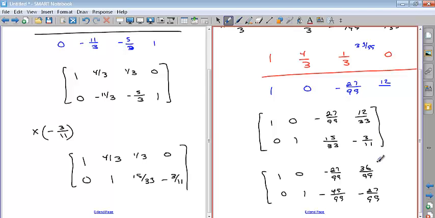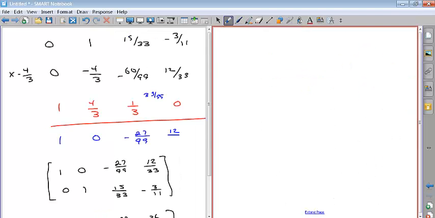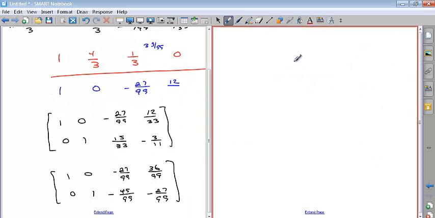So those are all with 99. So you could then say that the inverse is going to be equal to 1 over 99 times negative 27, 36, negative 45, negative 27.